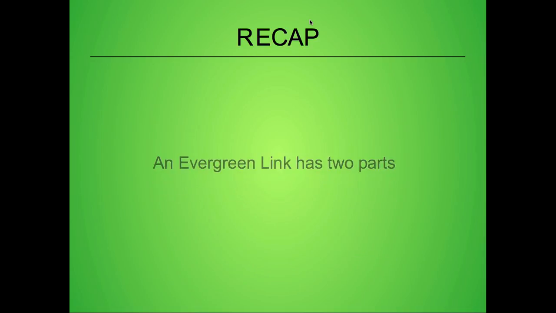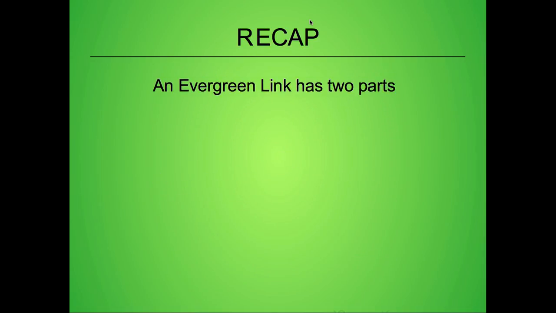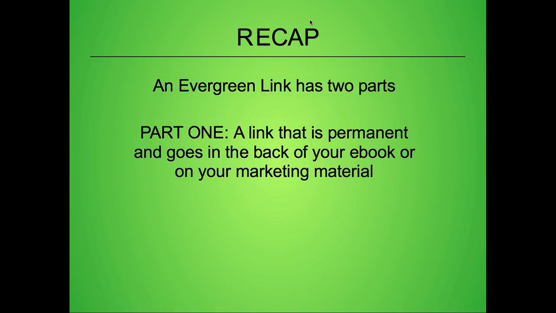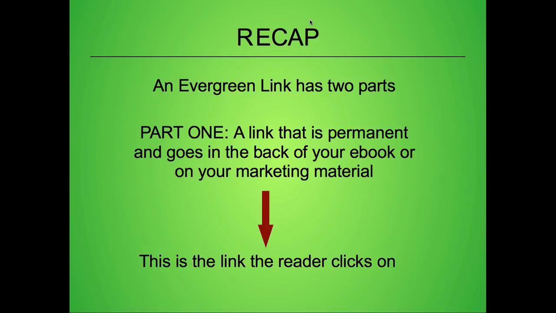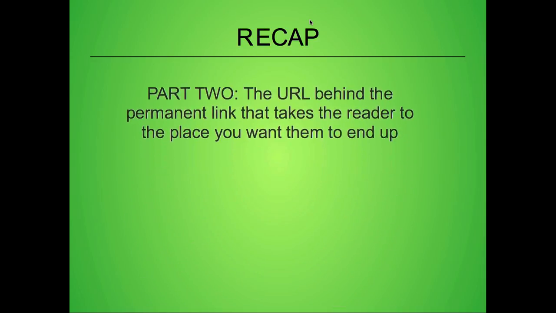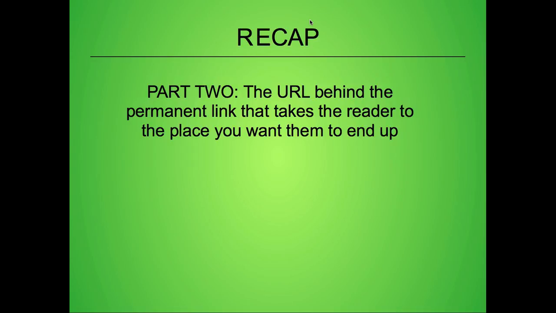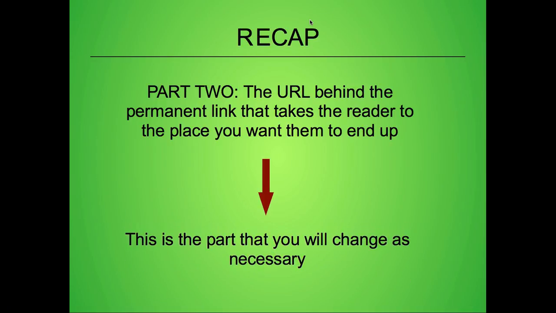In Part 1, we talked about what Evergreen links are. To recap, an Evergreen link has two parts. Part 1 is the link that is permanent, and it goes in the back of your ebook or on your marketing material. And that's the link that the reader clicks on. Part 2 is the URL behind the permanent link that takes the reader to the place you want them to end up. This is the part that you will change as necessary.